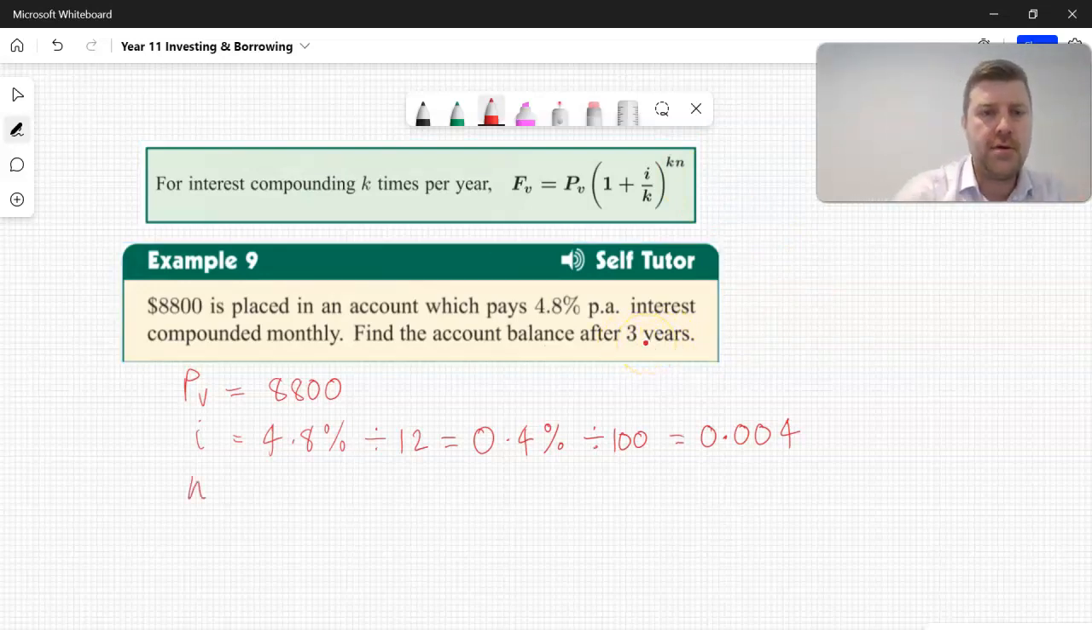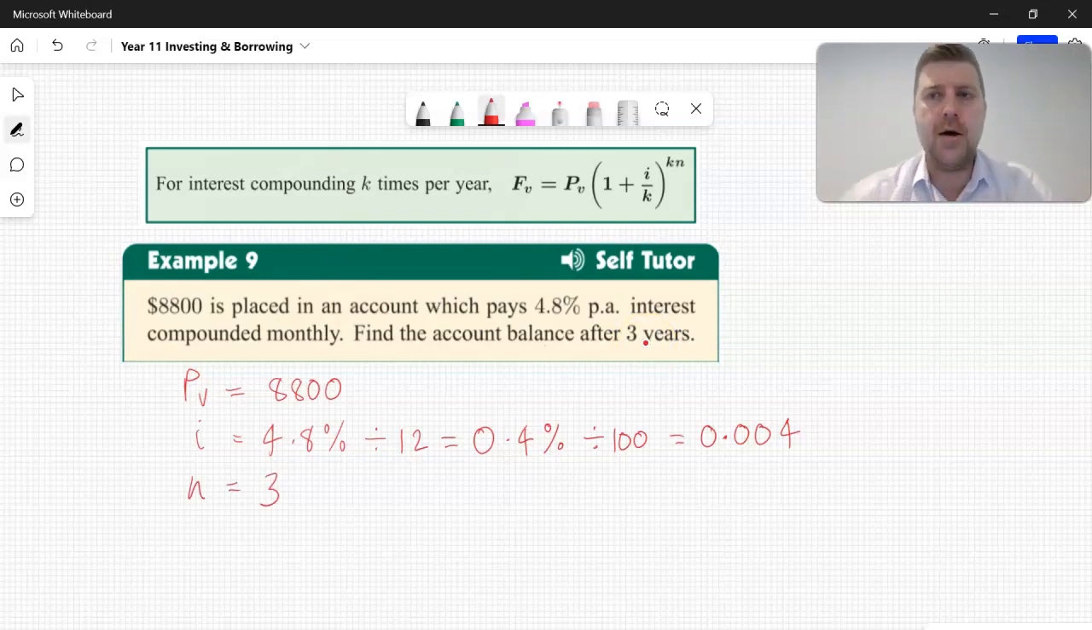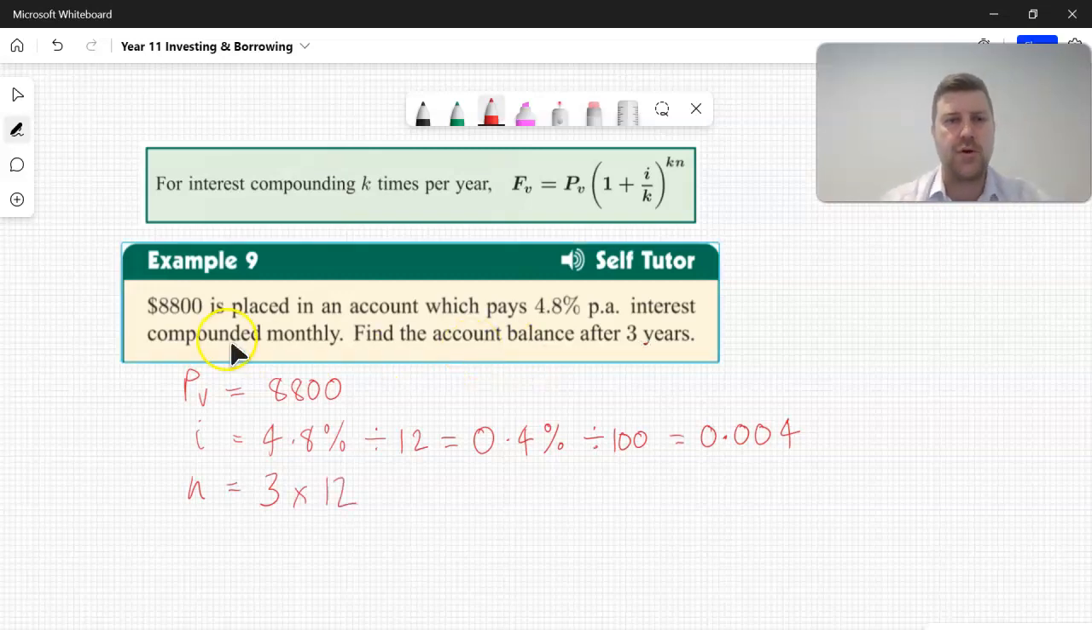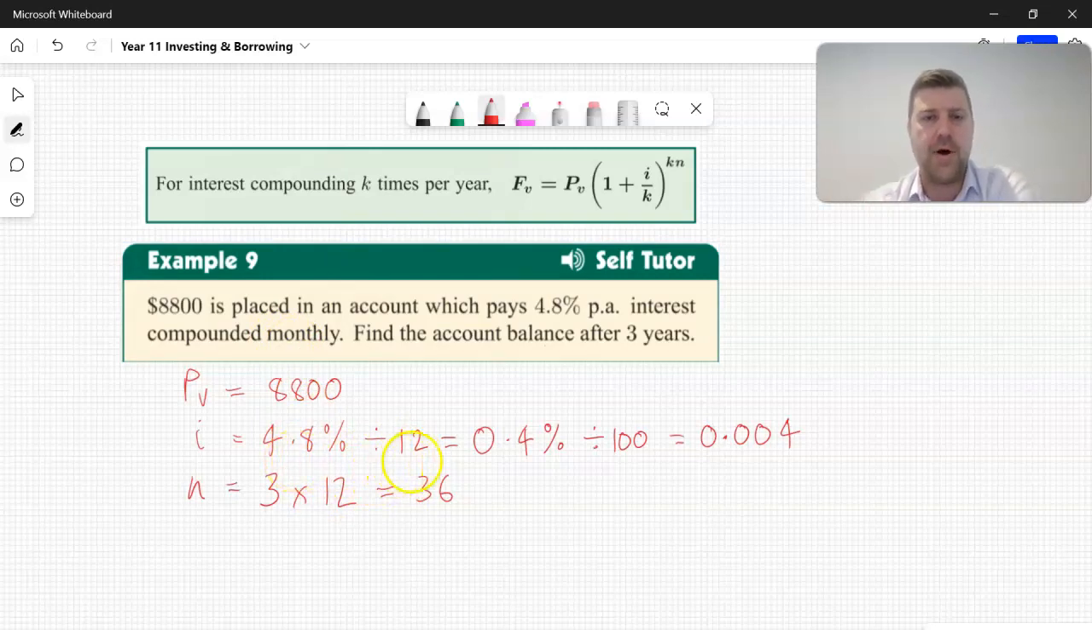So N is equal to 3 years, but I'm actually going to multiply that by 12 because it's compounded monthly, which is 36. If you had an example where it was compounded quarterly, then your value of K would be 4. So you would be dividing your yearly rate by 4, and you'd be multiplying the number of years by 4 to work out how many times that interest would be compounded. If it was half yearly, then your value would be 2, okay?